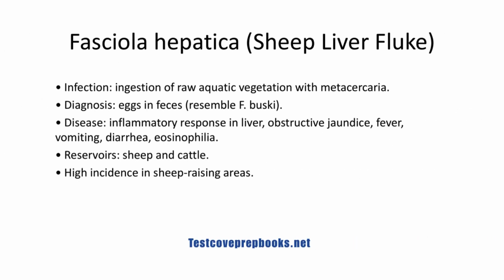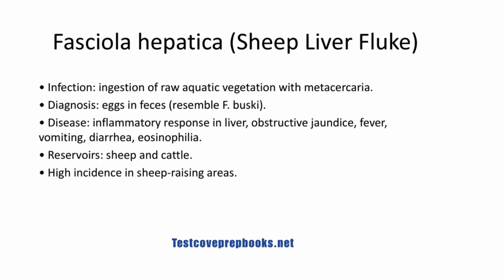Fasciola hepatica, the sheep liver fluke, is also acquired by eating raw aquatic vegetation containing encysted metacercaria. Its eggs, found in feces, resemble those of Fasciolopsis buski. Disease results when migrating larvae trigger an inflammatory response in the liver, leading to obstructive jaundice, fever, vomiting, diarrhea, and eosinophilia. Sheep and cattle act as reservoir hosts, making this fluke common in sheep-raising regions.